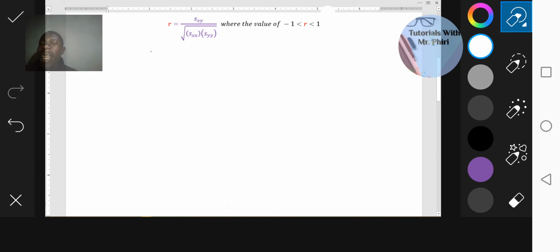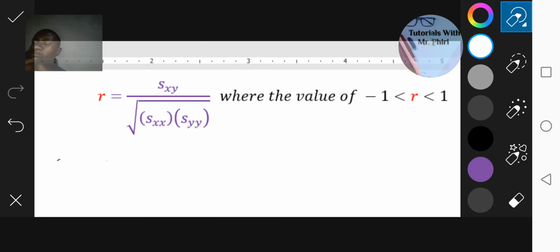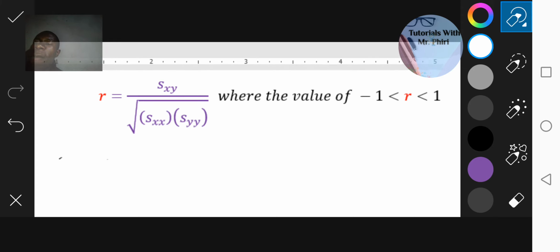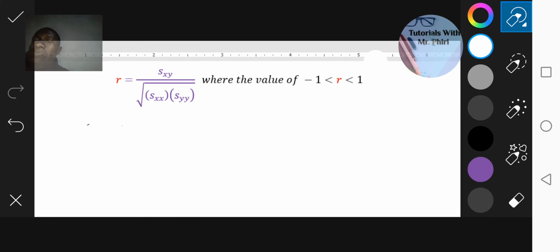All right, so even before we go into computing or knowing how to find the SXY, the SXX, the SYY, remember we talked about the correlation analysis being about determining a relationship between two variables. Okay, so how exactly do we tell if there is a relationship between the two variables?